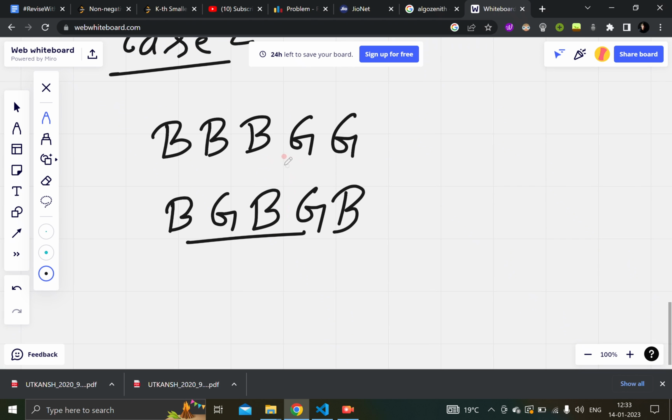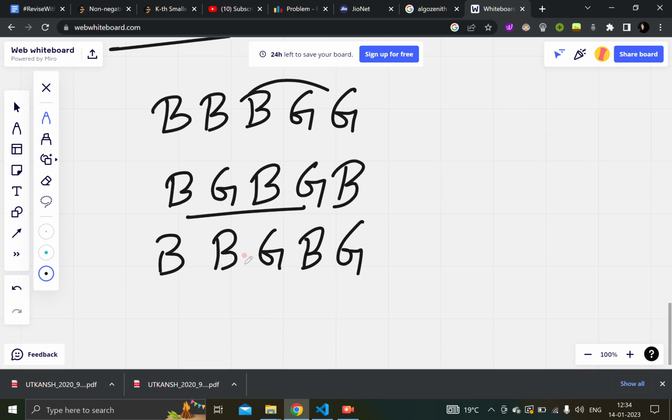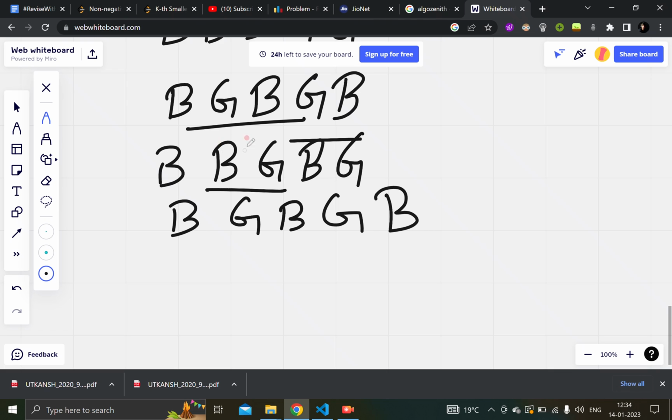So for making this arrangement, what do we have to do? We have to make the swaps, right? We can swap these two things and make them like this: boy, boy, girl, boy, girl. Here we again have two persons of the same gender adjacent, so we can make a swap here: boy, girl, boy, boy, girl, boy, and we have to make a swap here also: girl, boy. This will be the final arrangement. One swap here and one swap here.